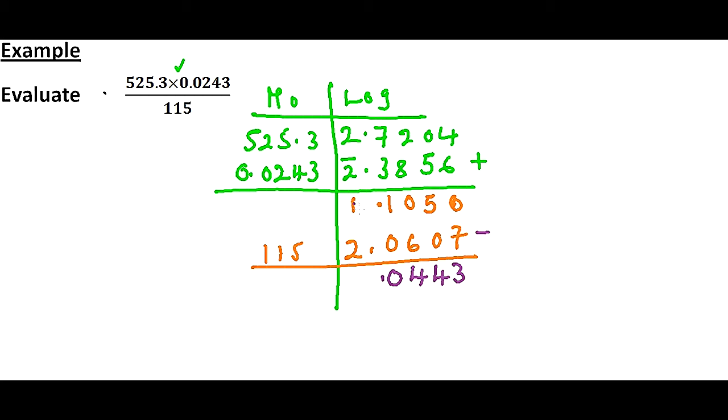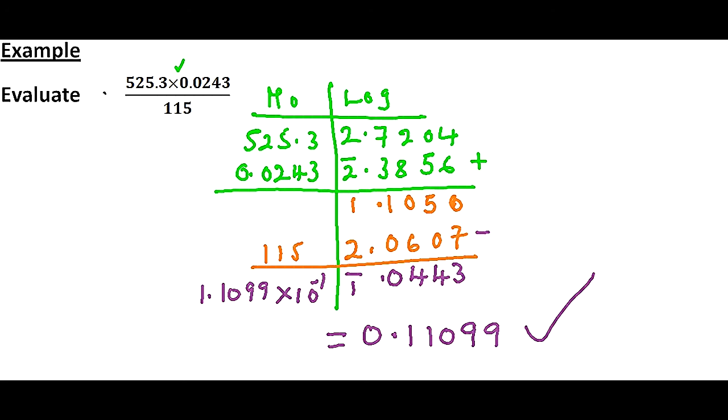Point. This is 1 minus 2, so we have a minus. So it is bar 1. If it is bar 1, it means it is 10 to power minus 1. Then we get the anti-logarithm of 0.0443, which we get is 1.1099. This means you divide this number by 10 because of this minus. So the solution to that is 0.11099. That is the answer.